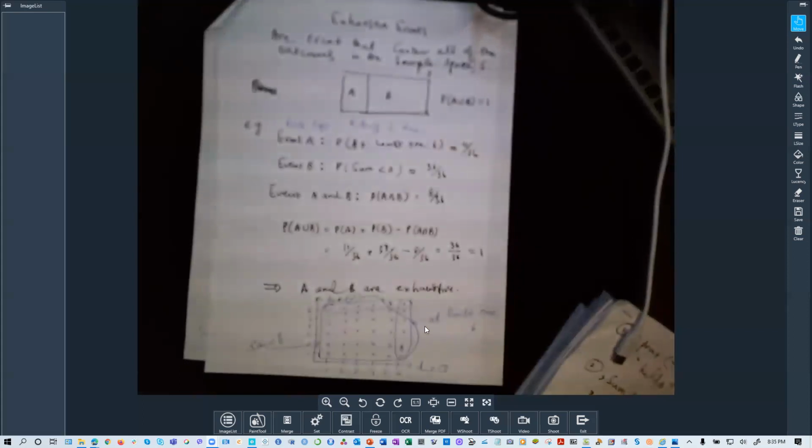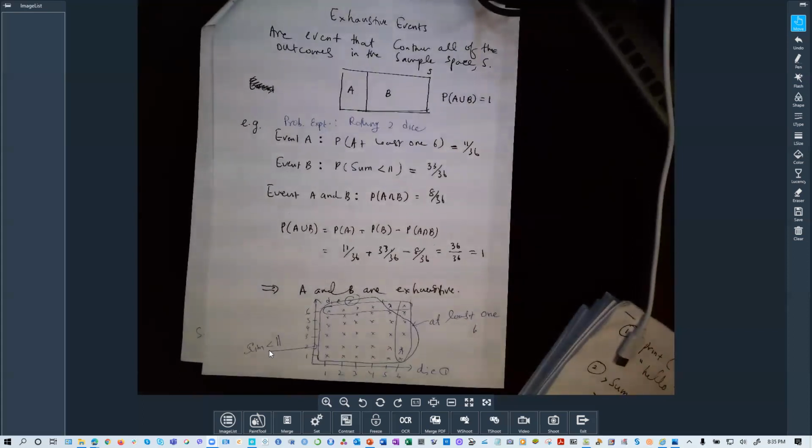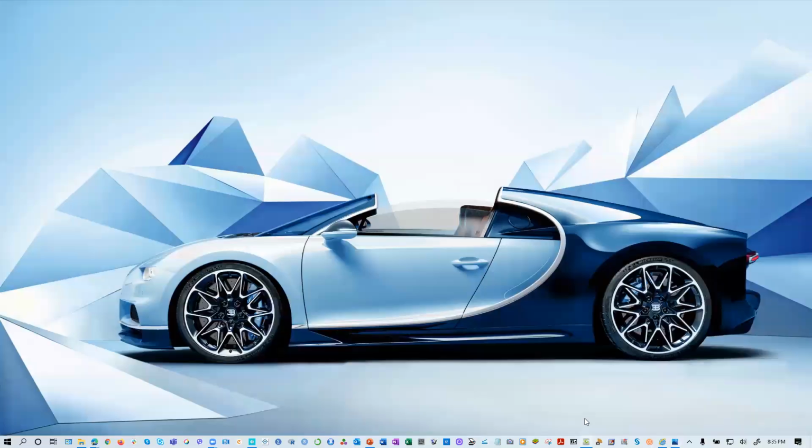This bigger one for sum less than 11, and these small pieces for at least one 6, when you put them together, they would pretty much cover the whole thing. That's called the sample space. If that's the case, we say those events are exhaustive events. That's the one that I want to bring to your notice. I think I made a mistake yesterday, especially on the other page. Okay, so that's that.